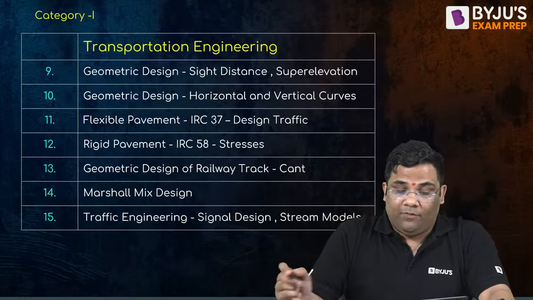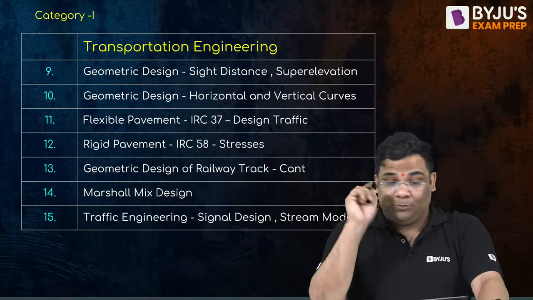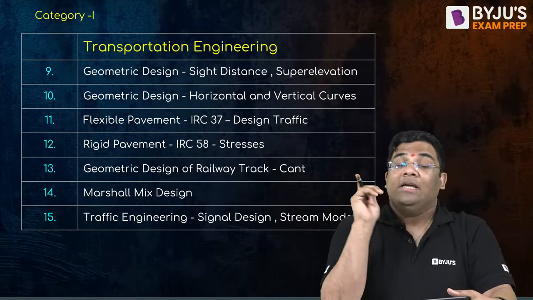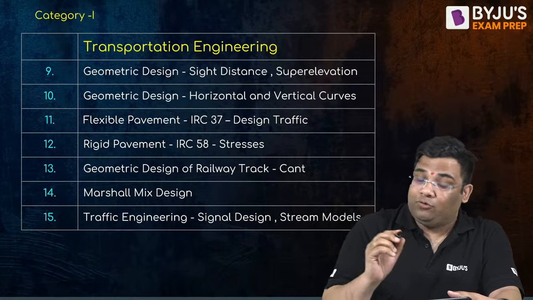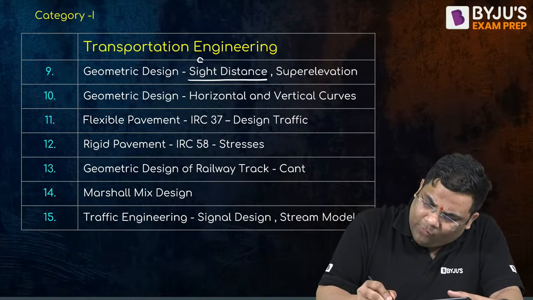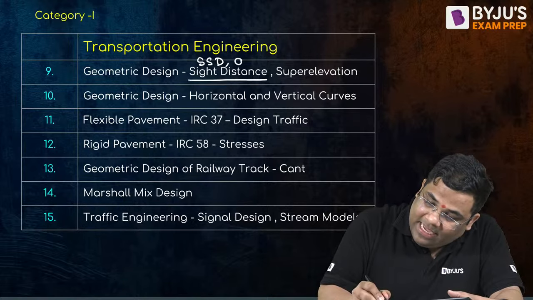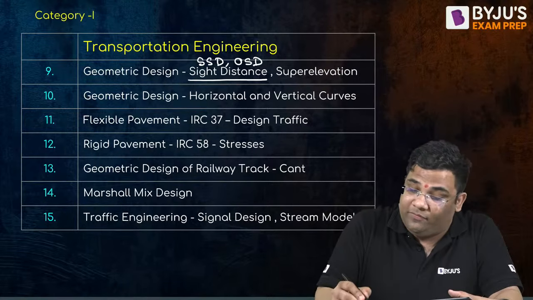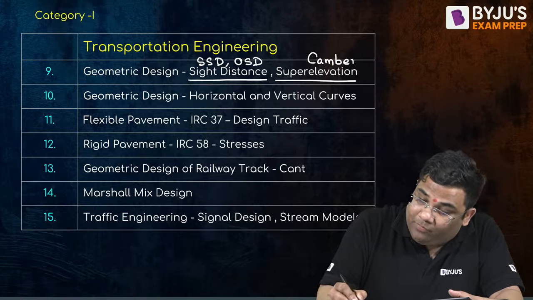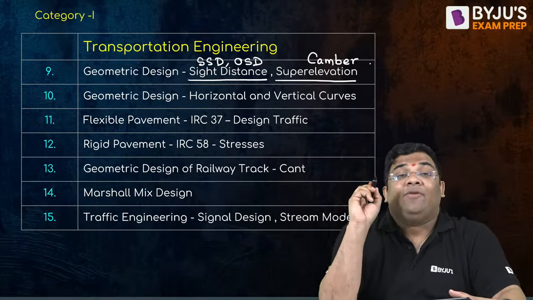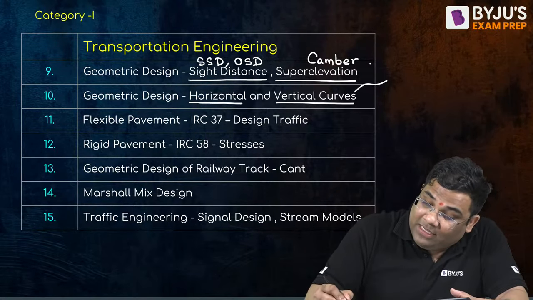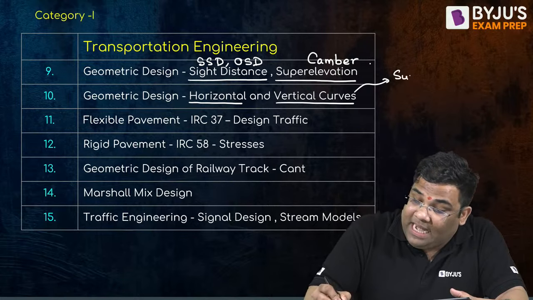Next, we'll go into transportation. In transportation, what are the topics you should cover first? First, in geometric design, you should cover sight distance. In sight distance, SSD and OSD. And then you should cover super elevation. Very important. In super elevation, we have camber also. Then in geometric design, we have horizontal and vertical curves. In vertical curves, we have the summit and valley curves.